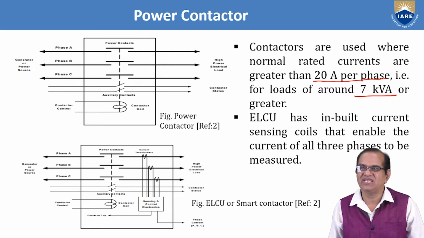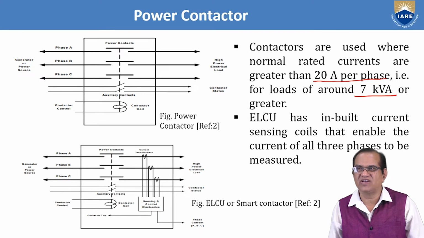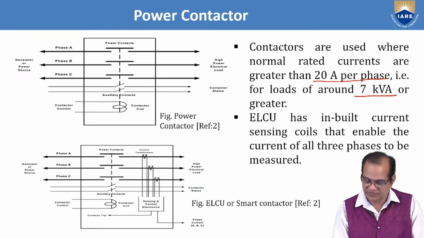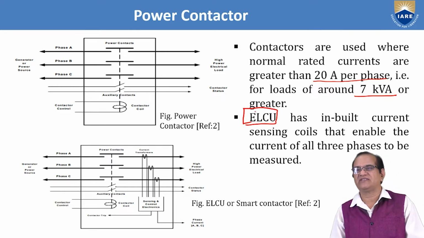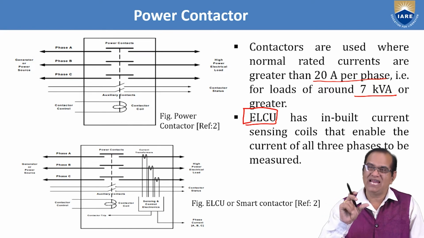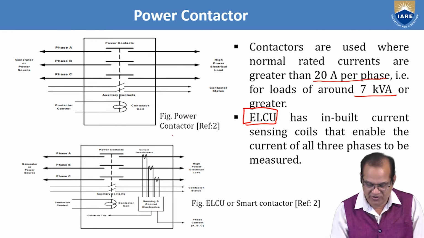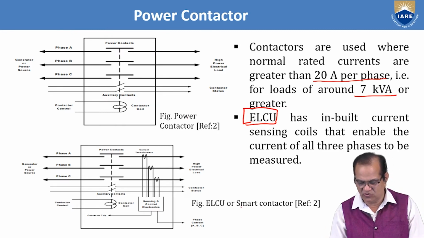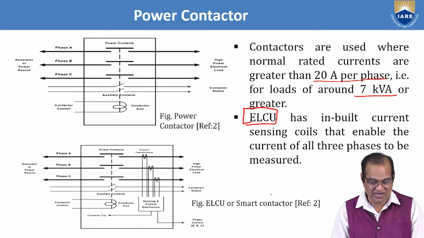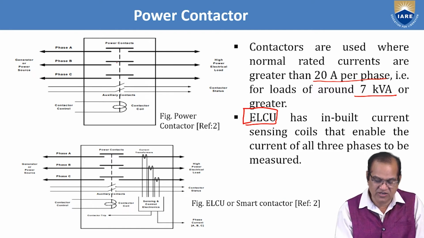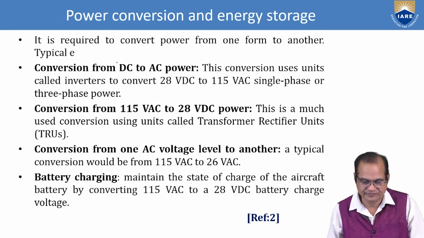This ELCU has an inbuilt current sensing coil that enables the current of all three phases to be measured. So this ELCU is here, and it will make sure that it is sensing. There is a coil, and this coil will sense the load. Accordingly, it will switch the system on or off. So here the power contactors are shown. ELCUs are smart contactors that are nowadays used, and they are depicted in this diagram.